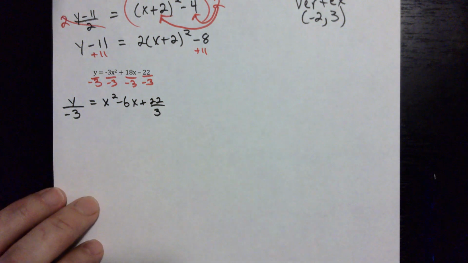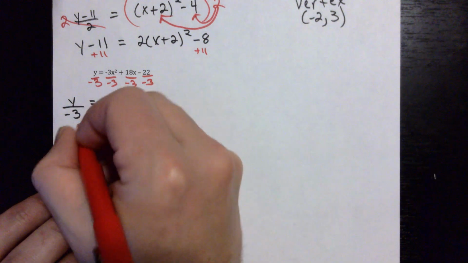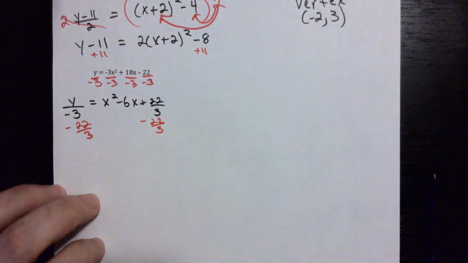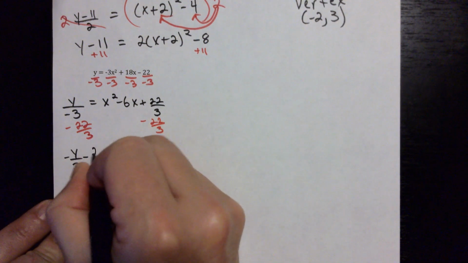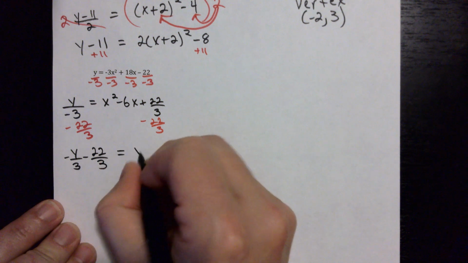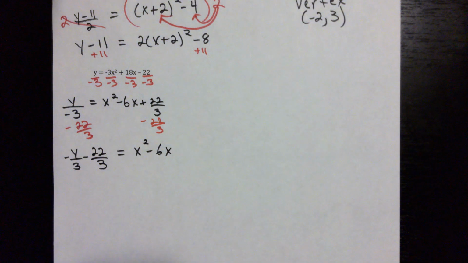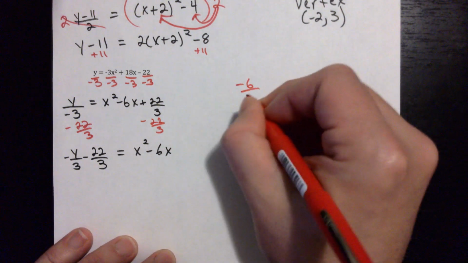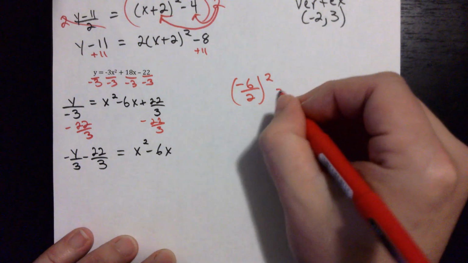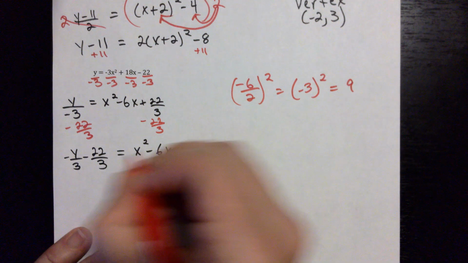Okay, I'm going to go ahead and subtract that 22 over 3 over here, minus 22 over 3. Okay, and that will be negative y over 3 minus 22 over 3 equals x squared minus 6x. Okay, we could combine these as one fraction if you want. That's fine. You don't have to, though. It's either way. So I'll leave it alone. We're going to look at this negative 6, and I'm going to divide it by 2 and square it. That's the completing the square process, which is negative 3 squared, which is 9. So I'm going to add a 9 to both sides.